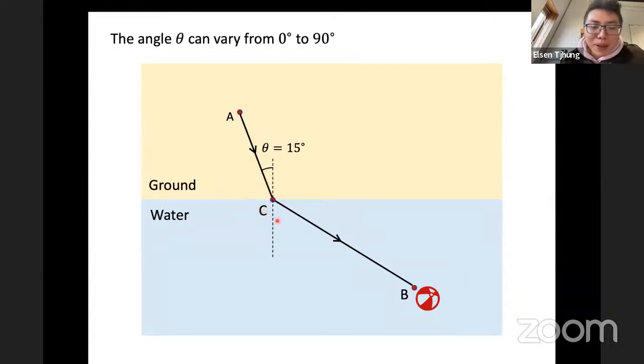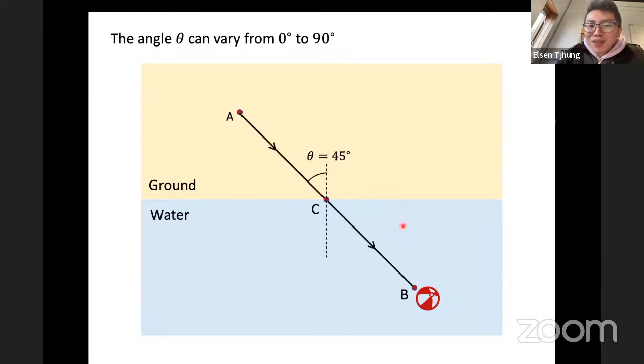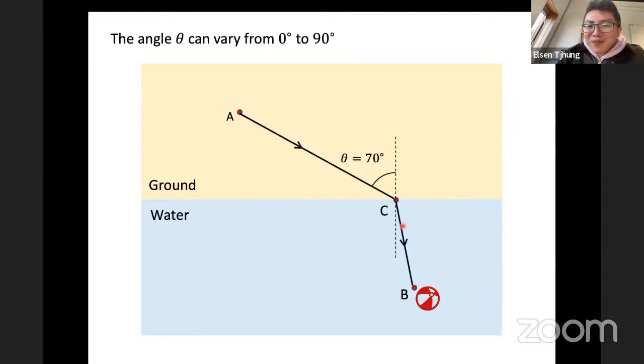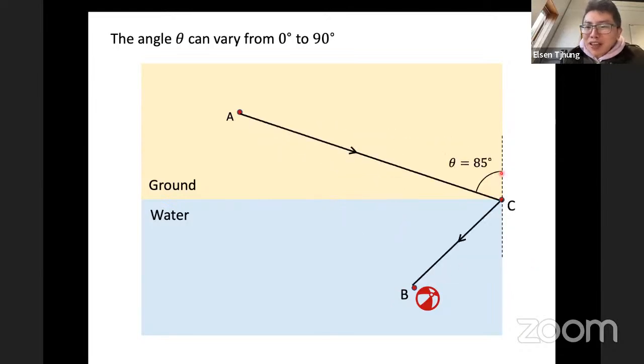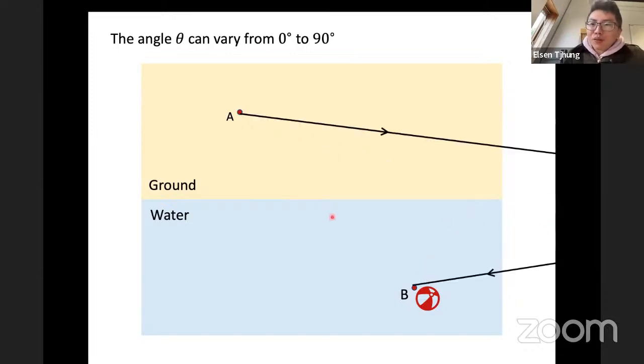Maybe I can repeat the question. Basically, what happened to this point C? The point C is basically where you cross from running to swimming. When the angle goes to 90 degrees, so this angle is 85 degrees, it's not yet 90 degrees. To go to 90 degrees, basically you have to go further to the right. So can someone guess what happened to this point C?